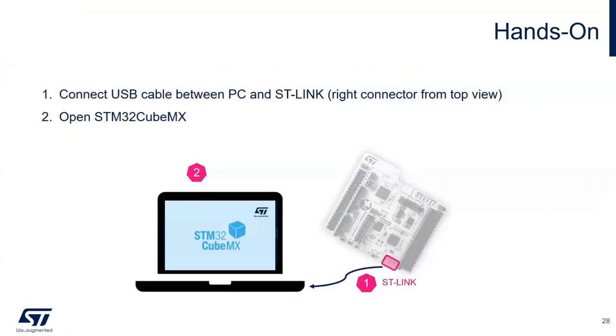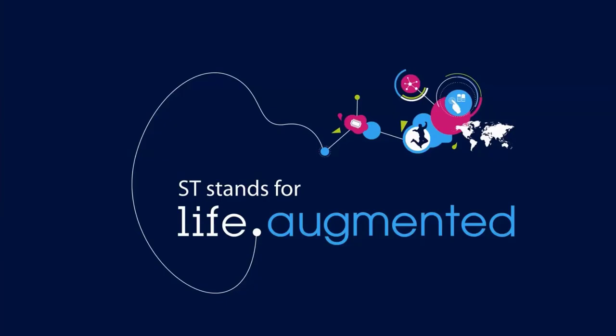Let's start by connecting the USB cable to the ST-Link USB connector, which is the right one viewed from the top. And the second step is starting CubeMX. So I will do this hands-on in parallel with you and switch in between the presentation and the live view. So let me open CubeMX.